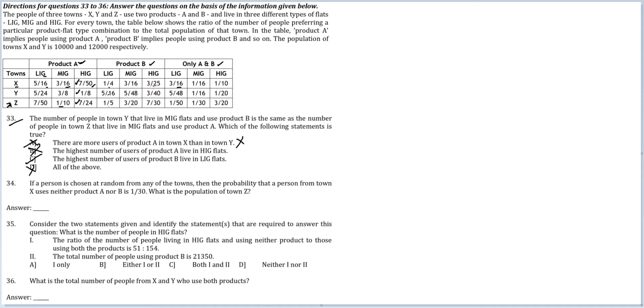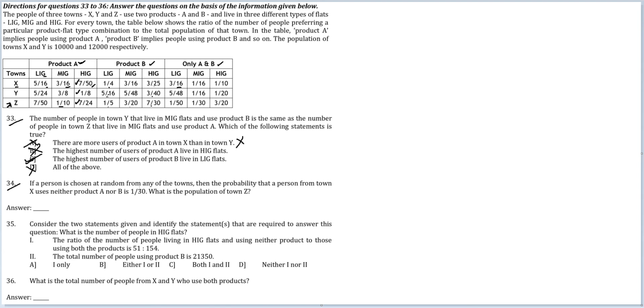This is 25%. This is 12%. 5 by 16 to 3 by 40. Again, this is winning. 1 by 5 to 7 by 30. So just in town Z, this is slightly smaller, but at other places the gap is so large, you could happily have marked C also. Not a problem. Let's get to question 34 now.